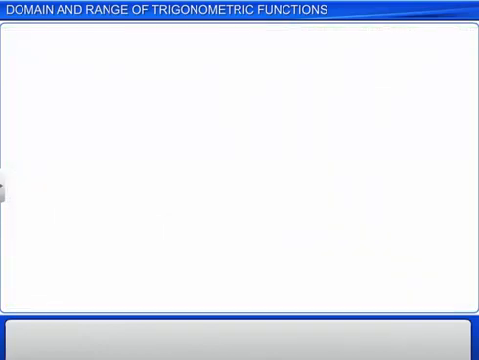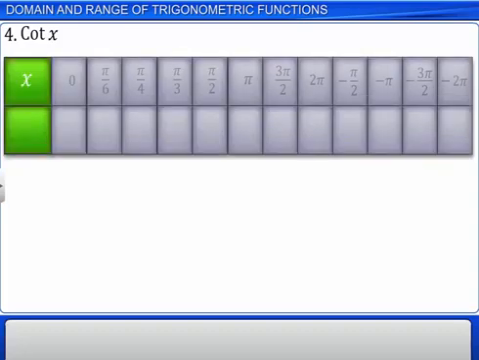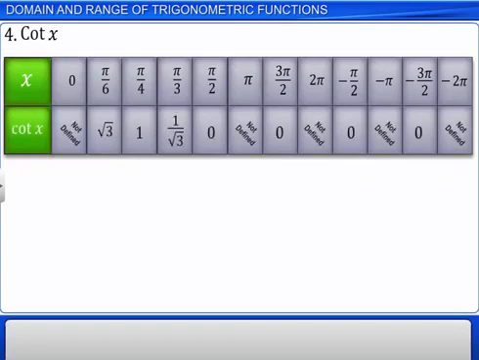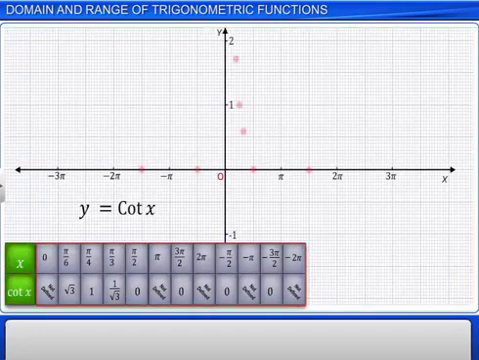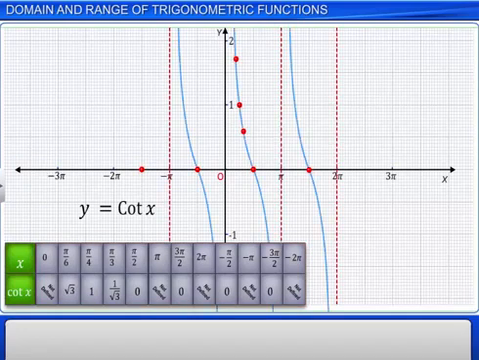Next, let us draw the graph of cot x. Like in the earlier functions, let us assume the same values of x. Then, the corresponding values of cot x are as shown. Plotting the ordered pairs x, cot x in the Cartesian plane, we get the graph of cot x.